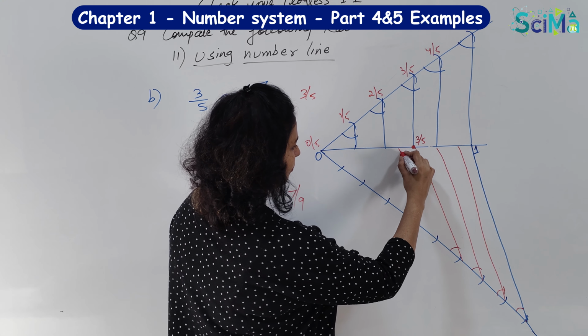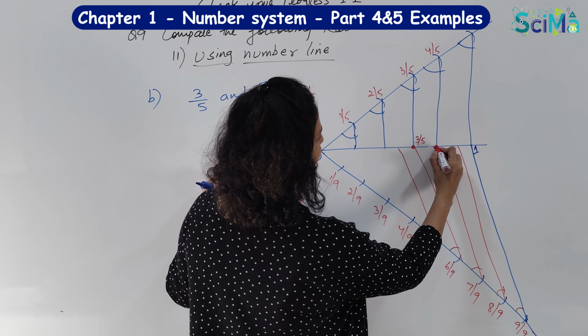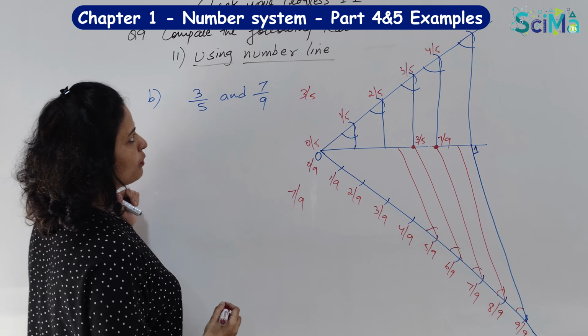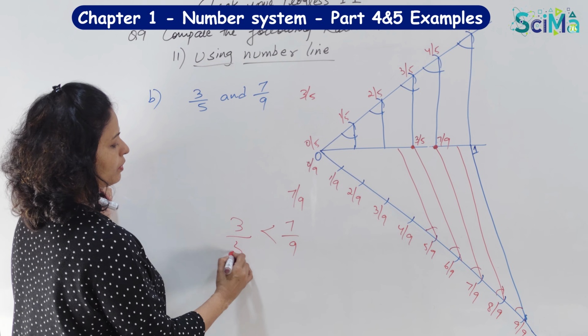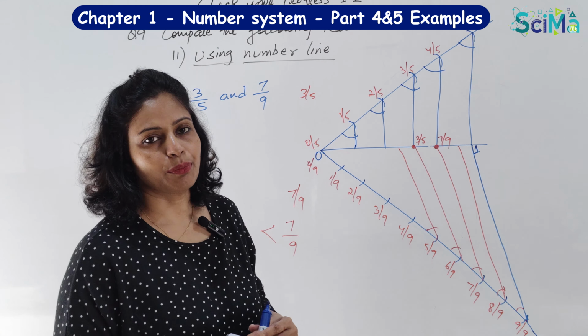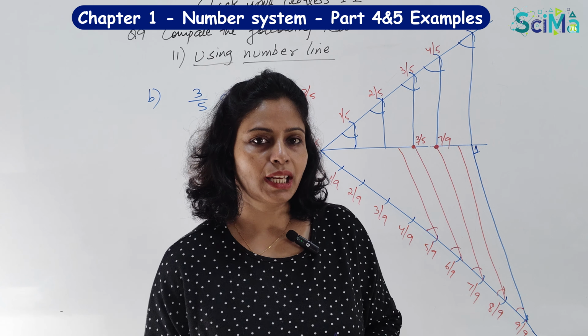So here this is 0 by 9, 1 by 9, 2 by 9, 3 by 9, 4 by 9, 5 by 9, 6 by 9, 7 by 9, 8 by 9. This is 9 by 9. We want 7 by 9, so here is 7 by 9, right? Now again, 7 by 9 is on the right side of 3 by 5. That's why 7 by 9 is greater than 3 by 5. So this is the construction method of comparing rational numbers on the number line. Try the other questions also, children, at home. Surely you will get the construction right, or you can convert into equivalent form and then compare.